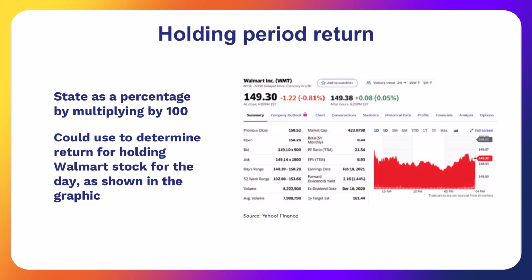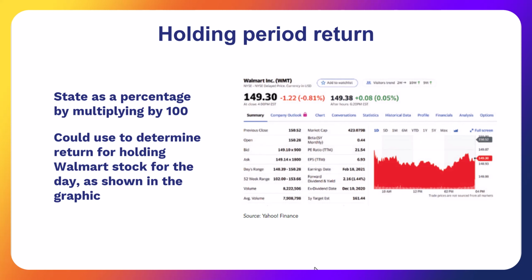So what is holding period return then? Holding period return is the calculation, if you will, of the percentage return. Now we have Walmart here. We can determine the return for this day for holding Walmart stock as shown in this graphic. So the current price is $149. So we express this as a percentage term.